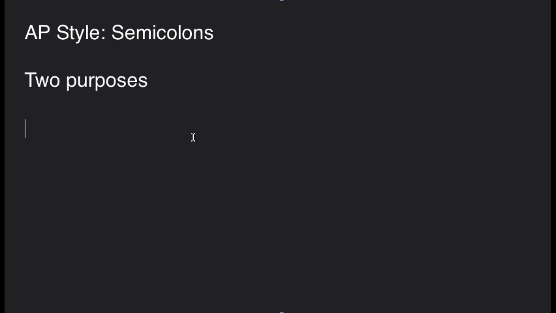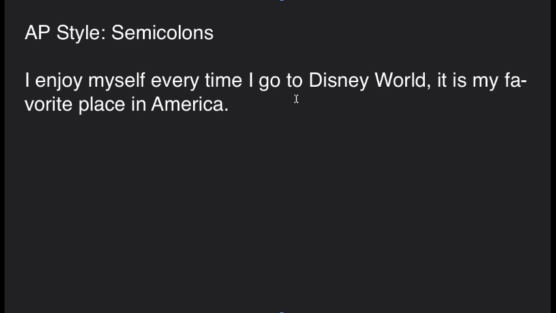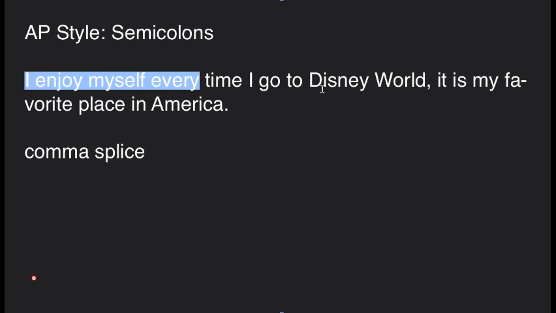So let's go back and just look at, first of all, my example on independent clauses. There we go. I enjoy myself every time I go to Disney World. It is my favorite place in America. Okay, the way that this is written right now is an error. It is a sentence error called a comma splice, because we have spliced together two complete sentences using a comma into one sentence. So you can't do this. This mark won't work. It needs to be a semicolon.